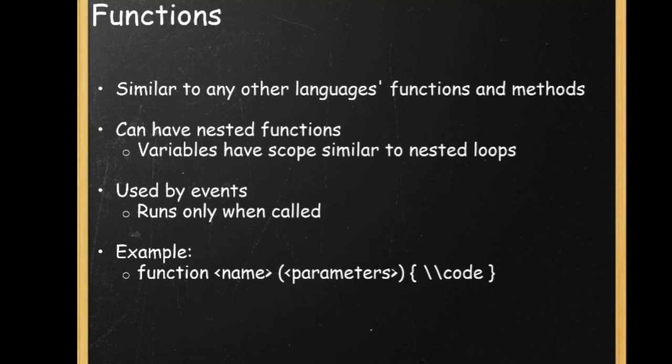Functions can be used by events for doing some work, and they run only when called. When you call that function, the event will occur. For example, function is a keyword, and after that your choice of name, the first letter always small, under which we will pass parameters, then a set of code. These functions and methods will also get added in the script code.